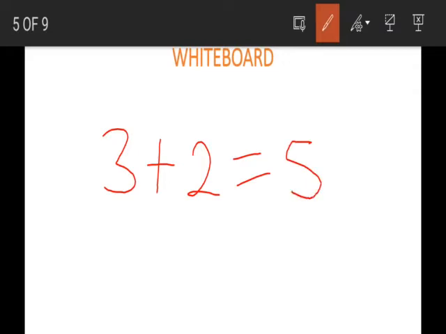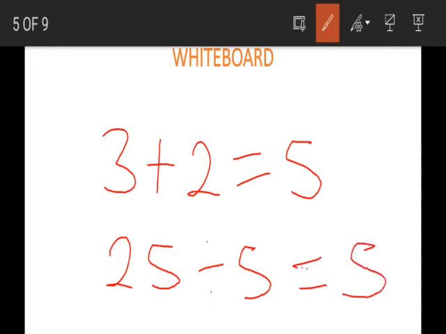Then you now bring out your number at the middle, which is 25. 25 divided by 5. 25 divided by 5 is equal to 5. That's how the 5 at the base was gotten.